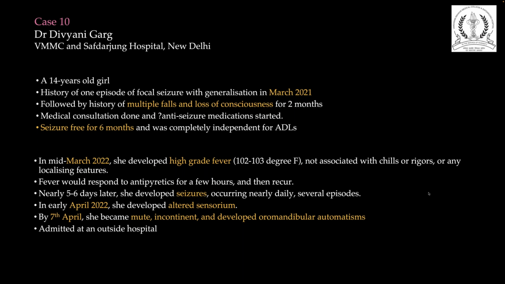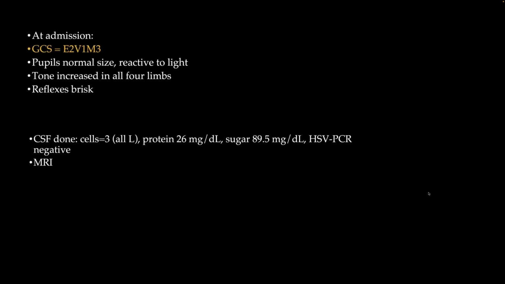Around 1 week into this event, she became mute, incontinent, and developed oromandibular automatisms as per history, and finally was admitted at an outside hospital. After admission, this is the documentation of her examination findings. She had a poor GCS with E2V1M3. Pupils were normal size and reactive to light, and tone was increased in all 4 limbs with brisk reflexes.